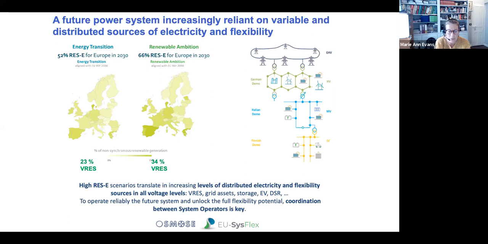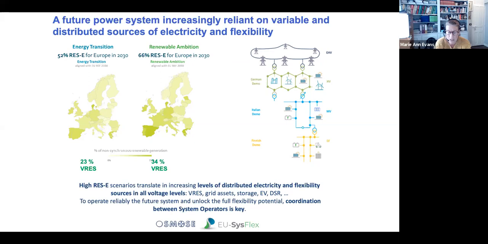And as you can see, what I was mentioning earlier on is that a large share of these RES are variable RES. You can see from the figure of Europe that the share of RES, of VRES in particular, is a bit different from country to country, but this leads to different challenges. So high RES scenarios translate into increasing levels of not only variable, but also, linked to their nature, distributed electricity sources.